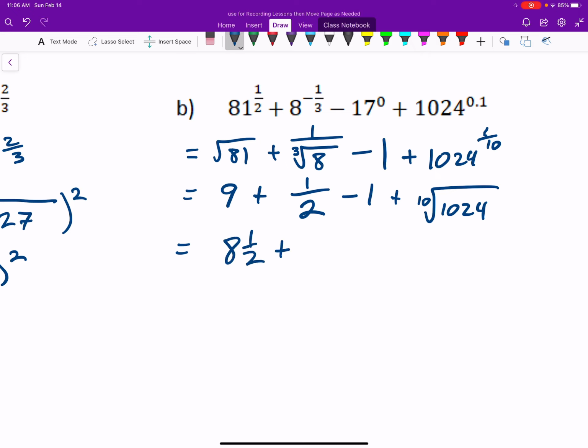And then the 10th root of 1024 is actually 2. 2 times itself 10 times is 1024. So my final answer would be 10.5, or I could write it as a fraction, whatever. But they're all equivalent.